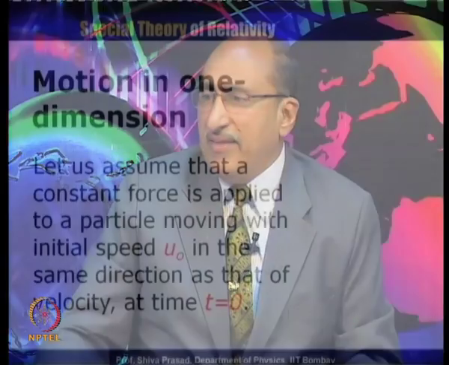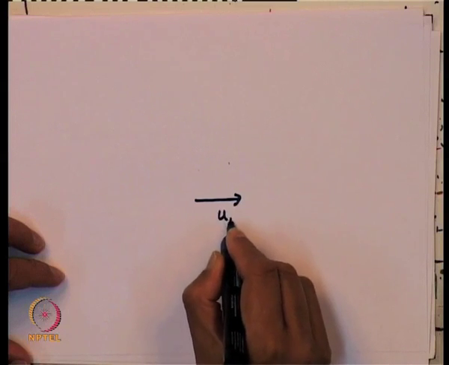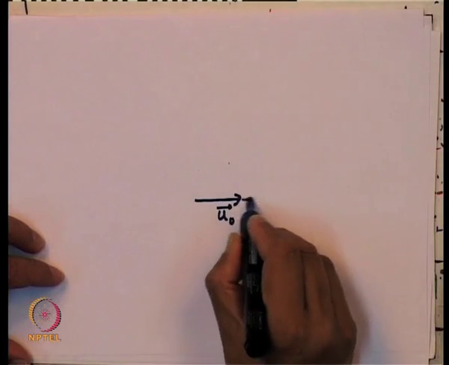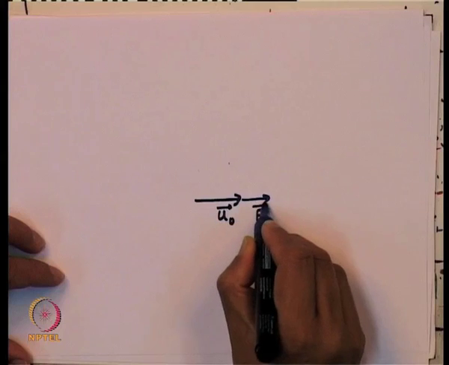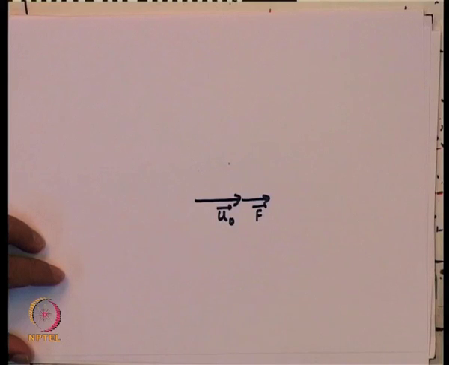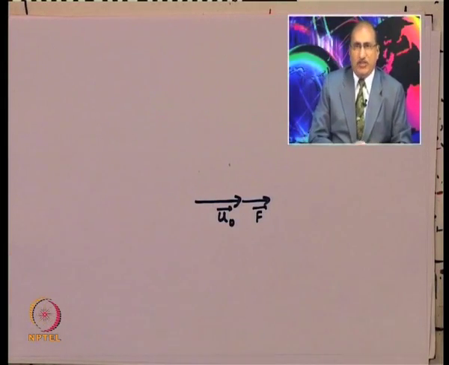So let us assume that a constant force is applied to a particle which is moving initially with a speed of u naught in the same direction as that of the force. This is exactly the case which we had just now said, that the particle is moving in this particular direction with a velocity u naught. Then at time t is equal to 0, I apply a force F which is also in the same direction. So whatever the change in the motion, it occurs in the same direction. Now my question is that once I have applied force for a given time, what happens to its velocity?